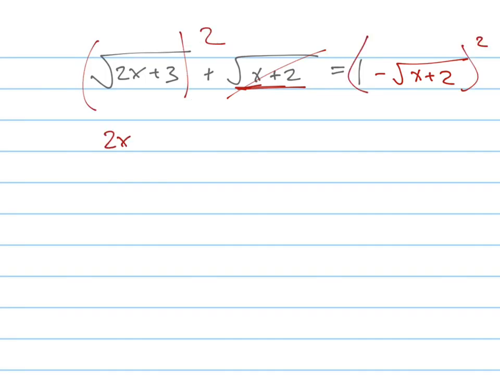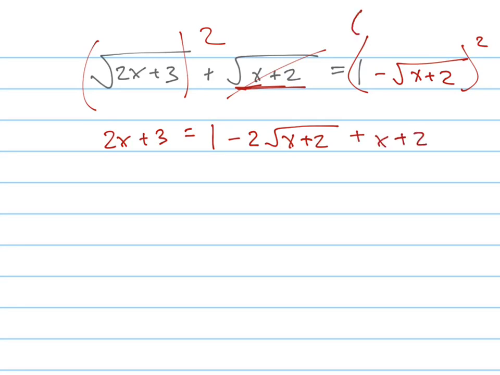this becomes 2x plus 3 equals, now I got to FOIL that out. It's going to be 1 minus 2 root x plus 2 plus x plus 2.